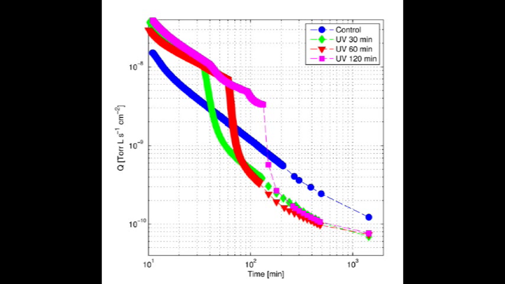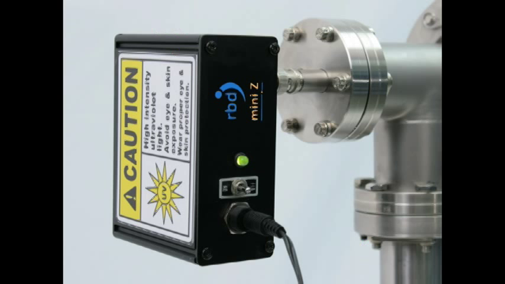And in this graph, you can see the effect that depending on how long you leave the UVB on for, the water vapor desorption is increased for a period of time, and the net result is that you get a faster pump down. This shows a miniZ mounted on a 2¾-inch flange.